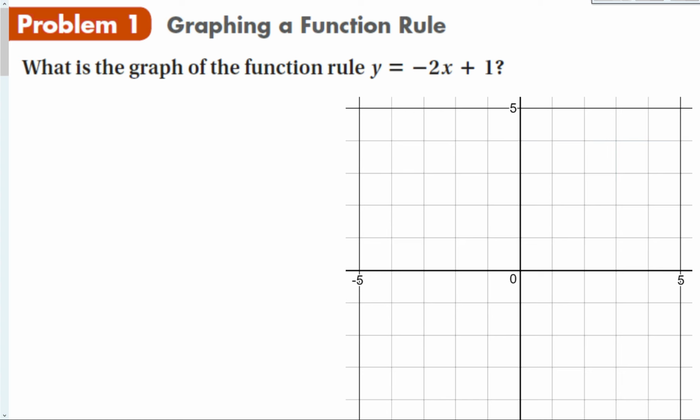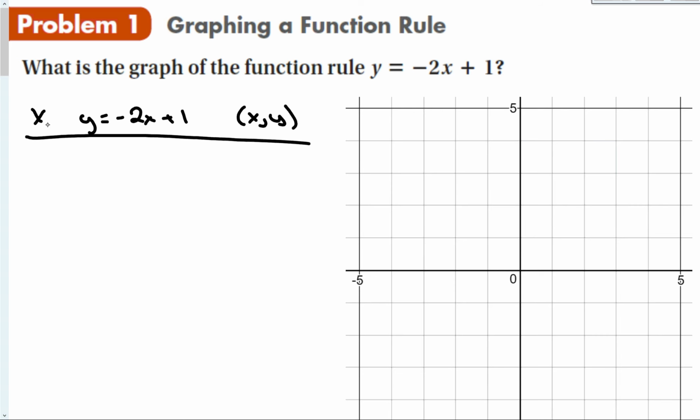So if I want to make a table, I'd start with an input. Then I would plug it into my function, which in this case is y is equal to negative 2x plus 1. And then I would get some sort of output, and I would write it as the pair x comma y. And then whatever that pair happened to be, I would put it onto the graph. Okay, so we're going to pick an input, do a calculation to get my output, and then I'm going to have my ordered pair.